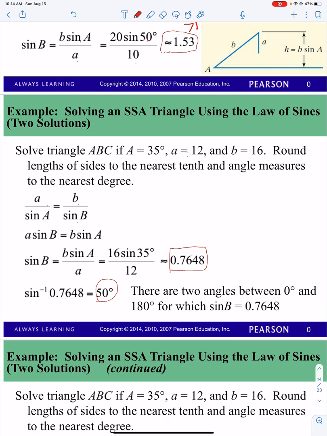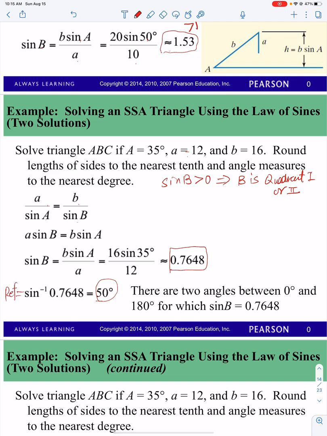Okay, but very important. Sine B is positive, yeah? Which quadrant could it be in? B is in quadrant what? 1 or quadrant 2. And the sine inverse, what does this angle mean? That's your reference angle. So in quadrant 1, do you remember? It is your reference angle. It's almost 50 degrees.